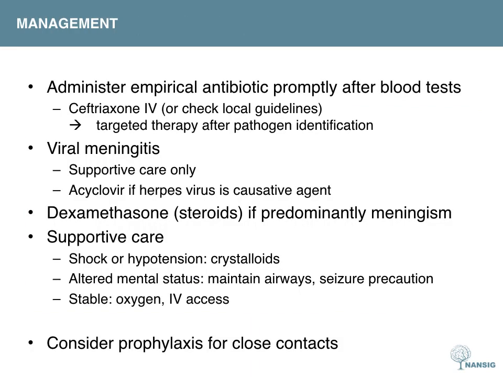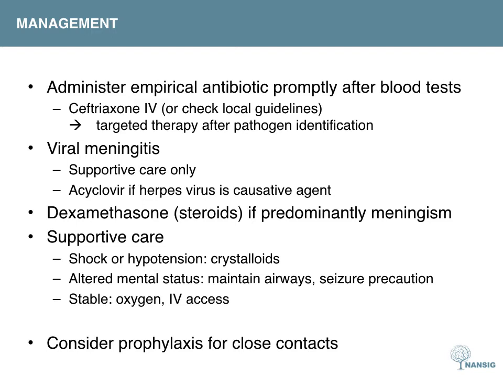Treating meningitis promptly is crucial to achieve a positive outcome. Empirical antibiotics should be administered as soon as possible after the blood samples have been taken for analysis. Local guidelines may vary, but the antibiotic of choice needs to be able to penetrate the blood-brain barrier. Usually, ceftriaxone is used and is administered intravenously. Once the culture results are available, antibiotic therapy can be adjusted to target the causative agent more specifically.